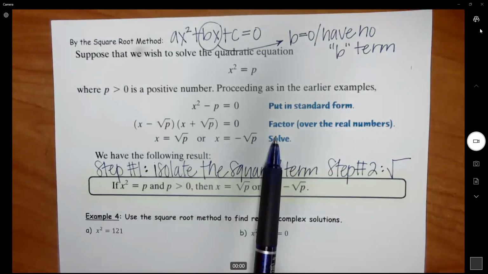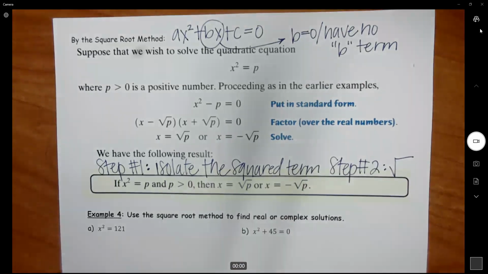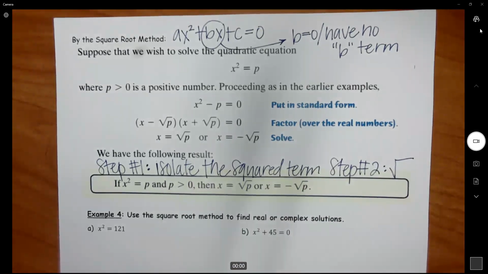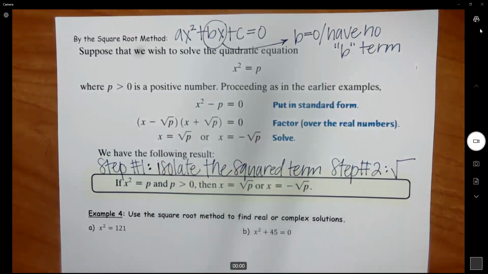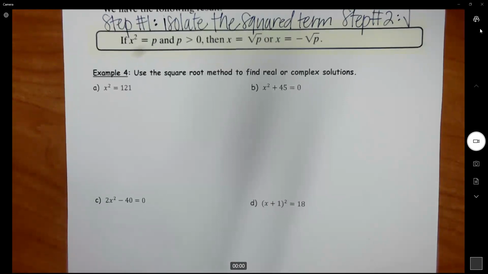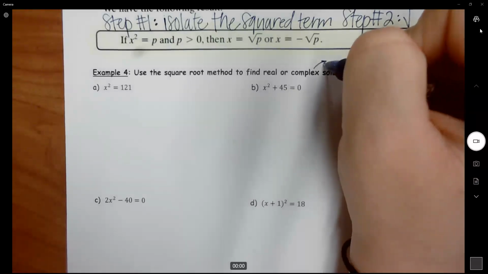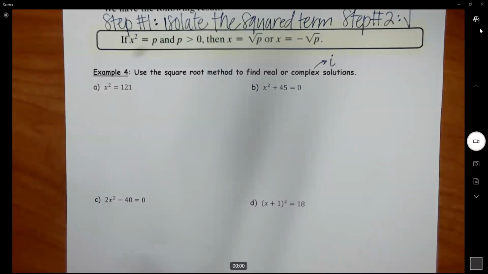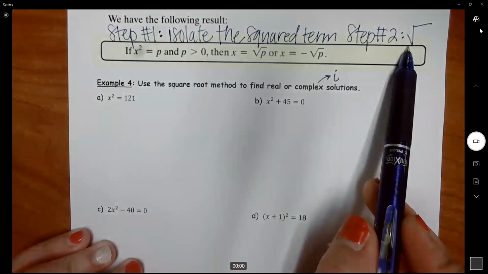Now, what this is showing you is that you can solve these by factoring, which we did. This was example 1b, where we had no b term. You can use the square root property instead and get the exact same results. So let's use the square root property here to find the real and complex solutions. Again, complex solutions means your i, so we're going to get some imaginary numbers here. So you've got 2 steps: isolate the squared term and then take the square root.